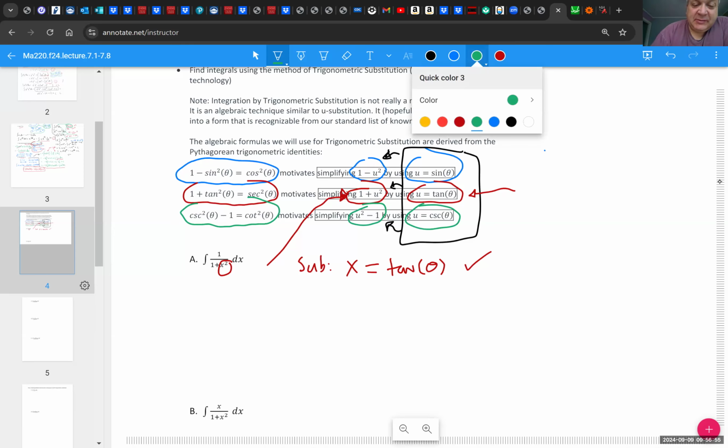So now we're going to go ahead and make the substitution. Since x is equal to tangent theta, we can put that in there. So this becomes the integral of 1 over 1 plus tangent squared theta, because x squared is tangent squared.